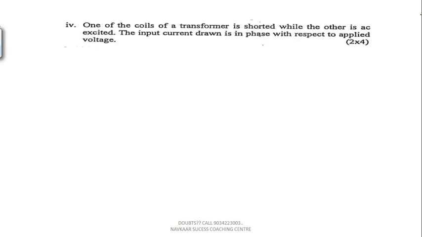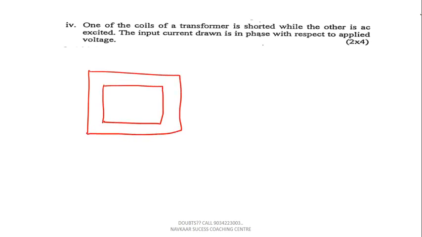In the next question, what they have said is related to the transformer. You know what a transformer is? Transformer is a static device which is used to change voltage level without change in frequency. So this is the structure of the transformer. As we know, in a transformer there is one primary winding and one secondary winding, right?